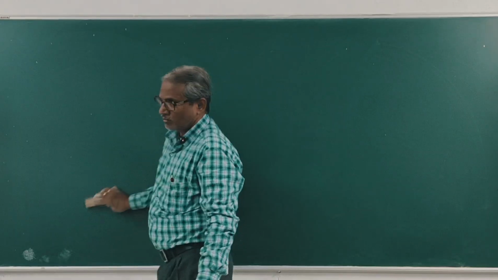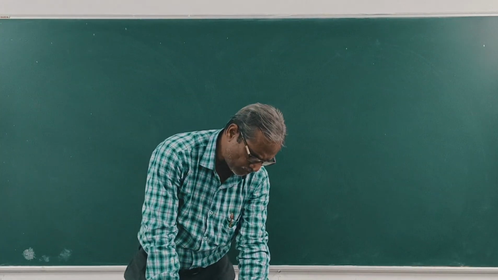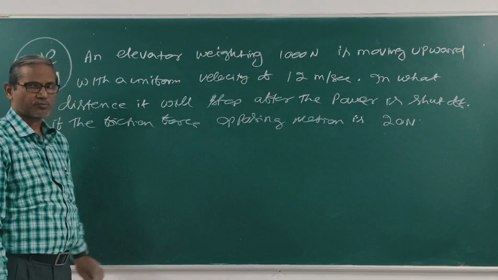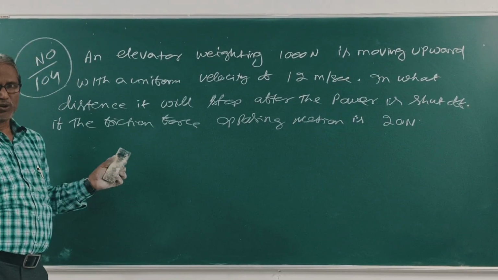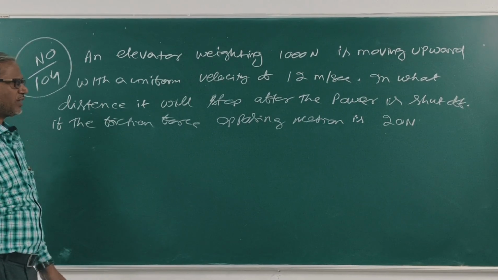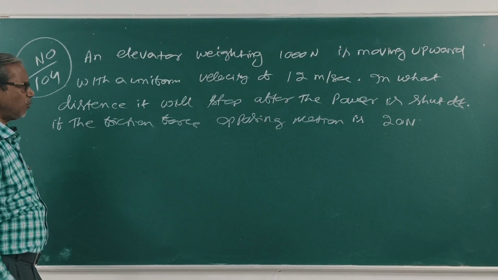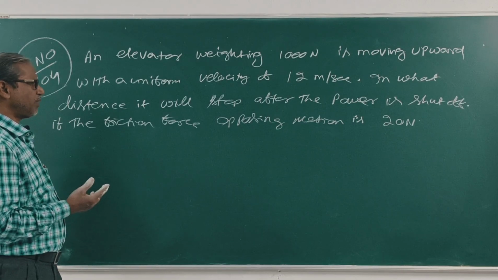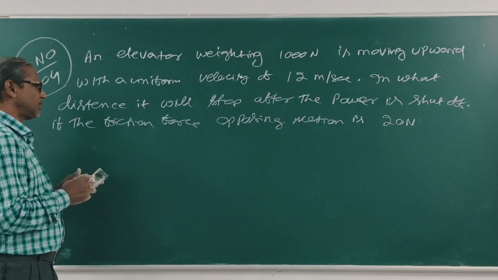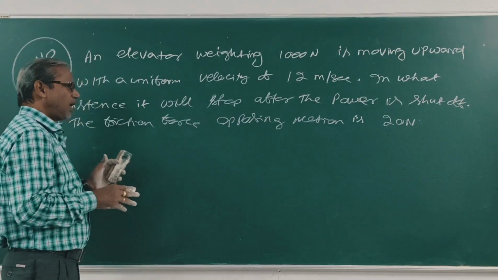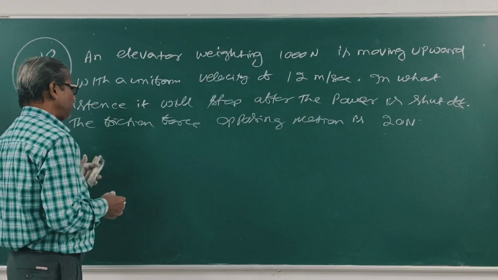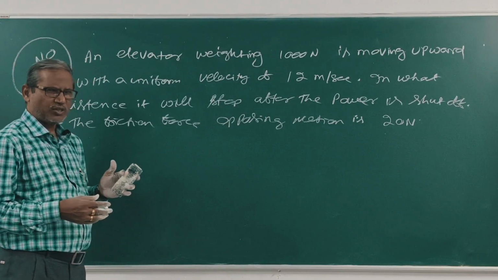Question number 104. The question is, an elevator weighing 1000 Newton is moving upward with uniform velocity of 12 meter per second. In what distance will it stop after the power is shut off, if the frictional force opposing motion is 20 Newton?